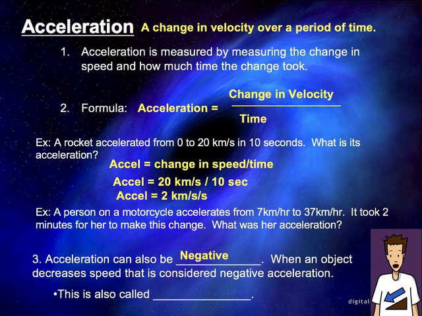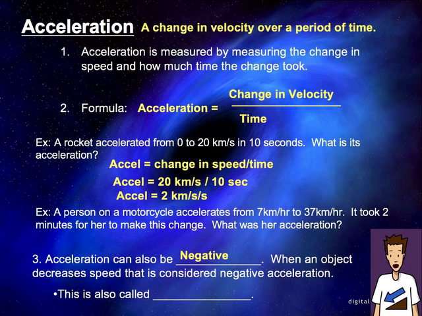Yes. All right, let's look at it. How did you get that? So, acceleration is change in speed. What was the change in speed? It went from 7 kilometers per hour to 37. 30 kilometers per hour was the change in speed. Divided by what was the time? 2 minutes. So 15 kilometers per hour per minute.